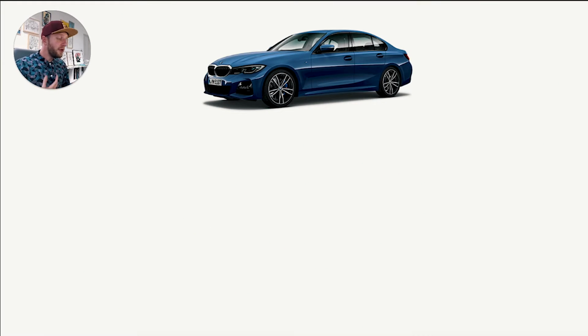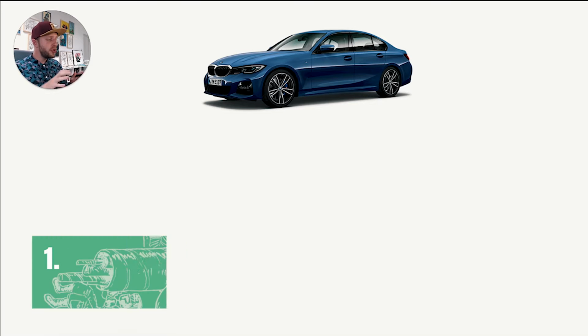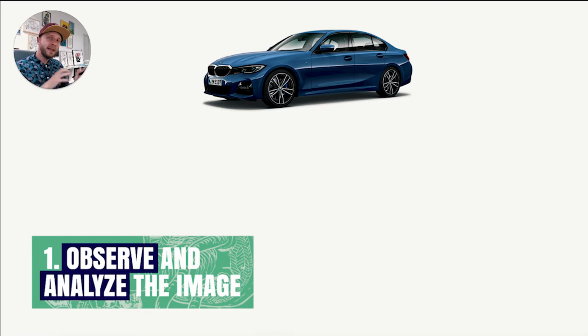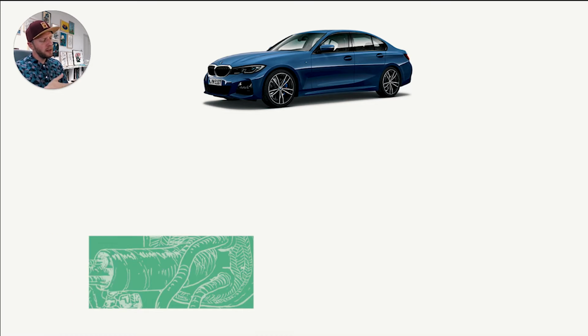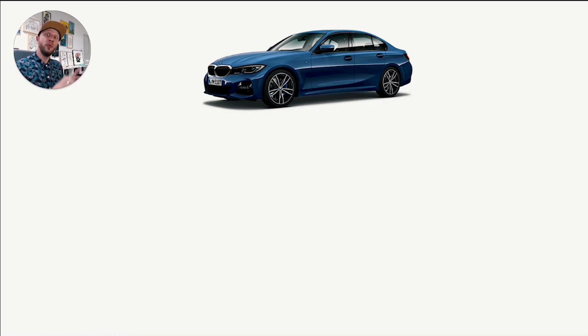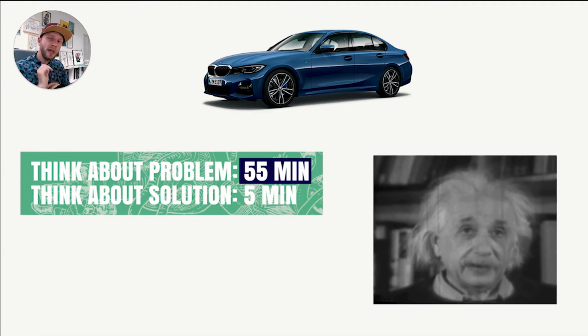So here we have the car, and the first thing we're gonna do before we actually start drawing is to just observe and analyze the image a little bit. Because I think a lot of people jump too quickly into drawing, but it was Einstein who said if he had to solve a problem within 60 minutes, he would spend 55 minutes thinking about the problem and the last 5 minutes about the solution.